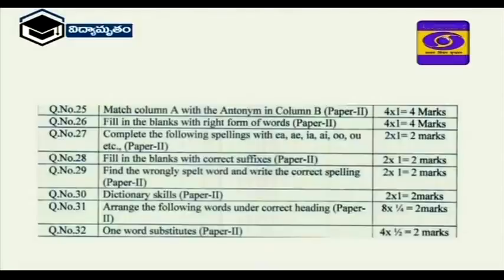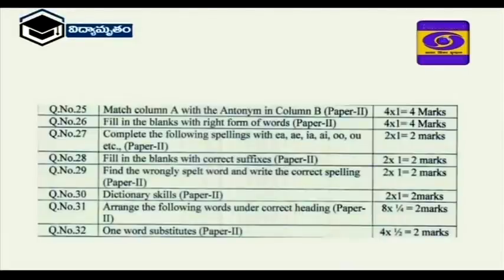Again it is for 4 marks. Question number 27, complete the following spellings with the double vowels. See, double vowels here, E-A, A-E, I-A. We used to do it under paper 2 section B and it is now again here, which is very easy for you to do and score 2 marks here.